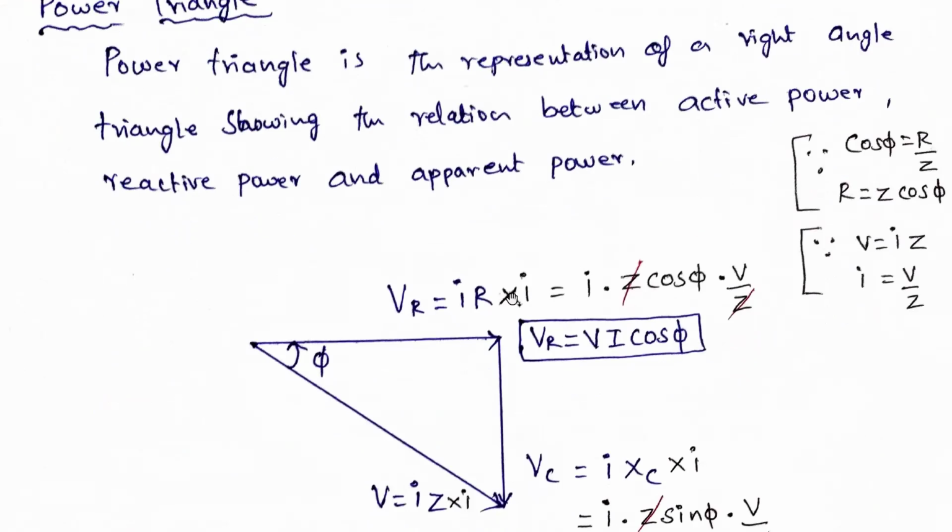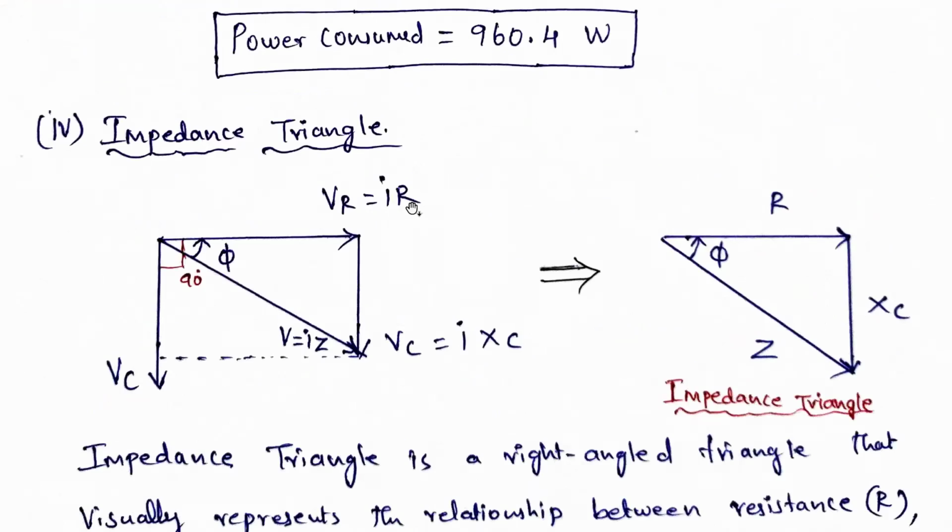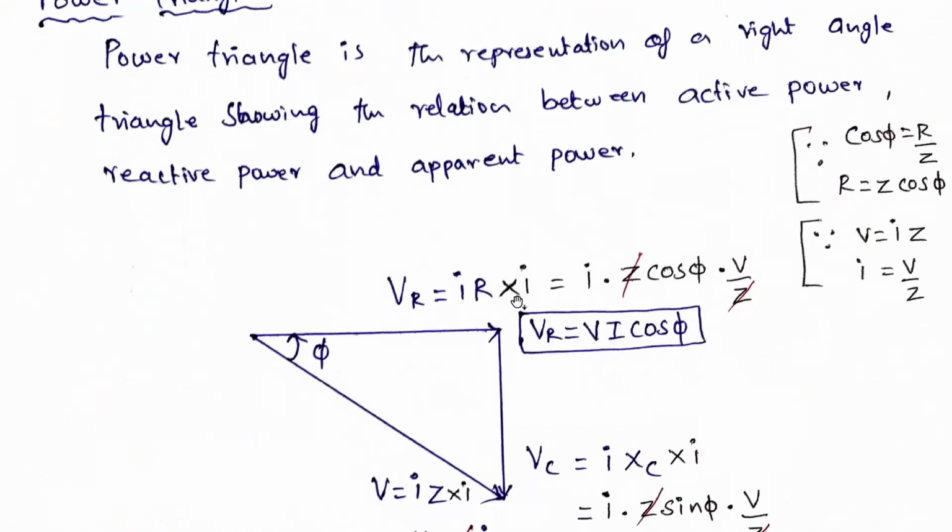Now what I am doing is I am multiplying the current. Previously VR is equal to IR, VC is equal to I into XC, V is equal to I into Z. So now I am multiplying the current on all three sides. Here also I'm multiplying, here also I'm multiplying. If you multiply the current here, we can write R in terms of Z cos phi, because cos phi is equal to R by Z. So R is nothing but Z into cos phi.